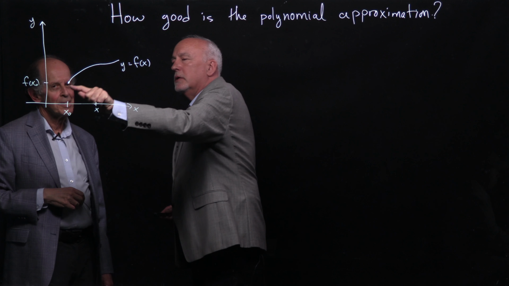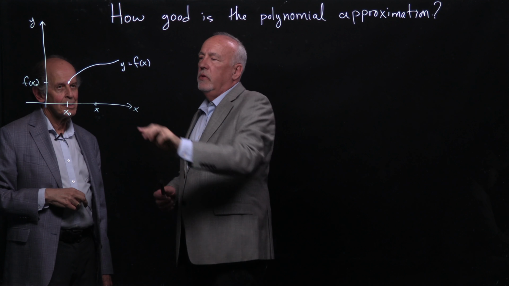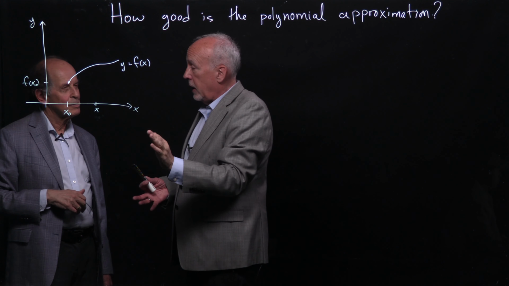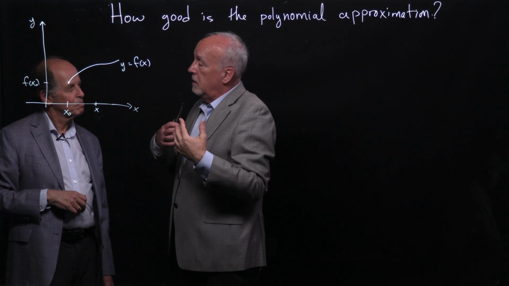So we had this idea that if we have a function, we could do a best linear approximation, which would be a line going straight through here. But this guy curves, so maybe I want something that follows the curve. So something like a parabola might be better. So that's a second order polynomial.